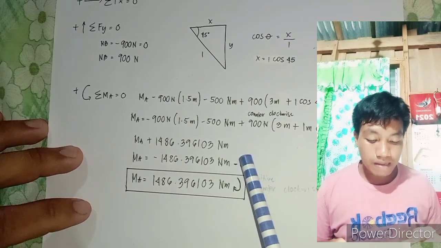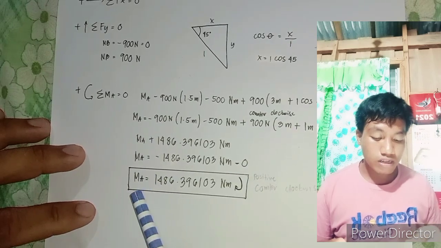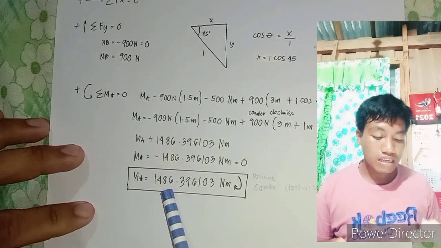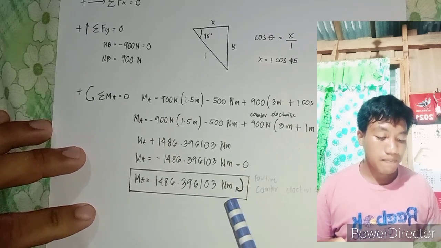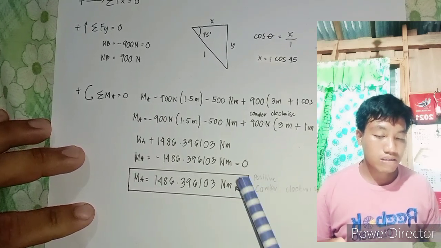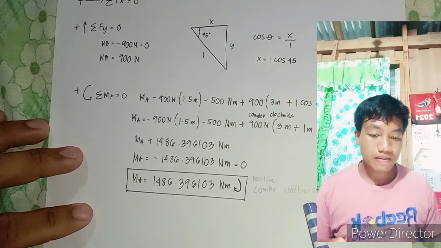Moving to the other side, moment is equal to 1486.396103 Newton per meter, positive counterclockwise.